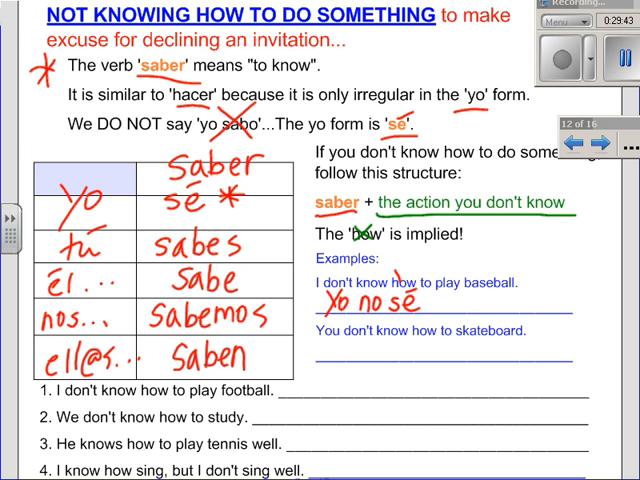Yo no sé, remember the how I'm not going to include. Yo no sé jugar al béisbol. Yo no sé jugar al béisbol. I don't know how to play baseball. You don't know how to skateboard. And again, the how is just implied.